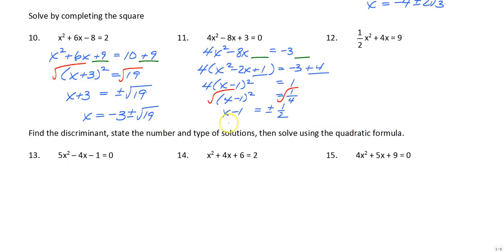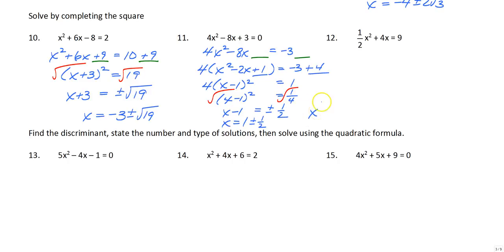Okay, now we're just going to add 1, and we're just going to have x is equal to 1 plus or minus 1/2. Now you can take that a step further, obviously, because this is not an imaginary number. There's no radical, so we can combine those.